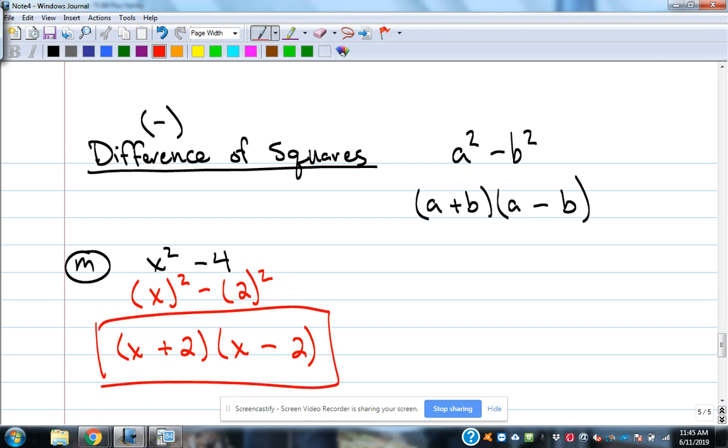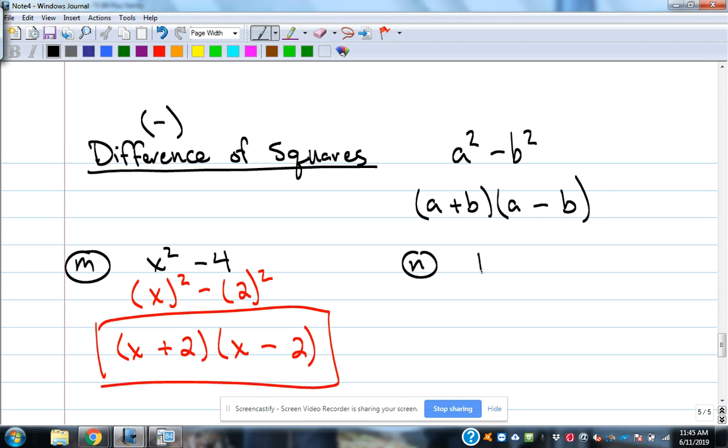Okay. If I did the distributed property and multiply this back out, we saw that one earlier when we were doing the multiplying polynomial section. X times x is x squared. Negative 2x, positive 2x. That cancels each other out. Positive 2 times negative 2 is negative 4. It gets you the same answer back out of that. So this is the way you're going to undo that. Factoring it is breaking it apart.